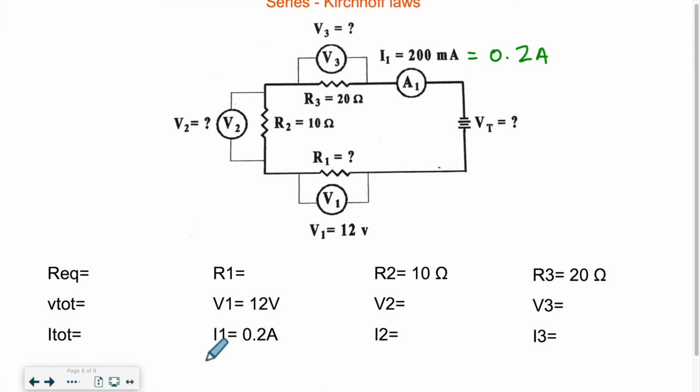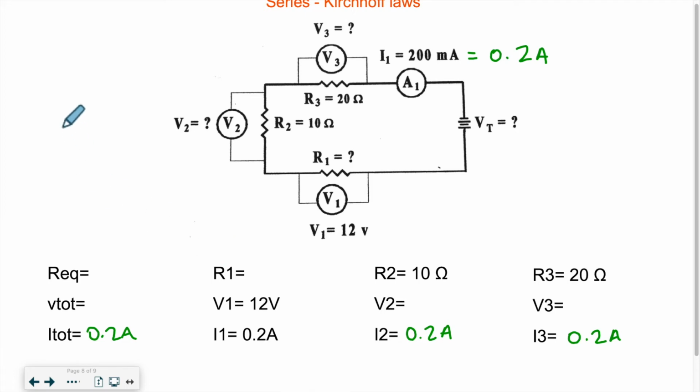Since I have one reading already, A1, then knowing that current should be the same everywhere, this value should be 0.2 amps. This value should be 0.2 amps. And this value over here should be 0.2 as well. Now, having this, I have 2 out of 3 pieces of info for the first resistor, same thing for the second one, same thing for the third one. So my next step would be to find the missing values.